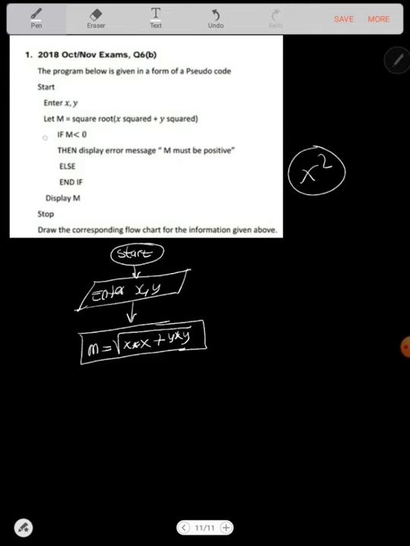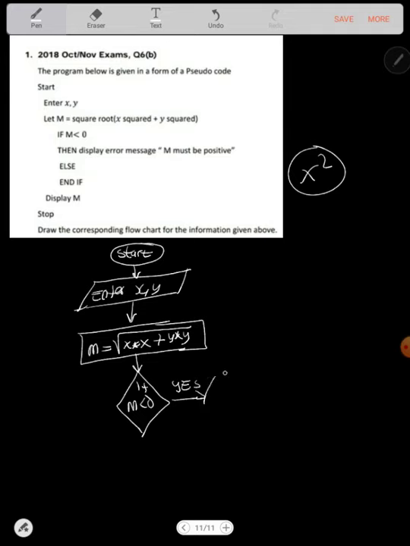And saying if, now this is a decision, if m is less than 0. So we know that we're going to use a diamond. So we have a diamond. It says if m less than 0. If I'm saying m is less than 0, if you agree that yes, it's less than 0, they're saying display error message, m must be positive.